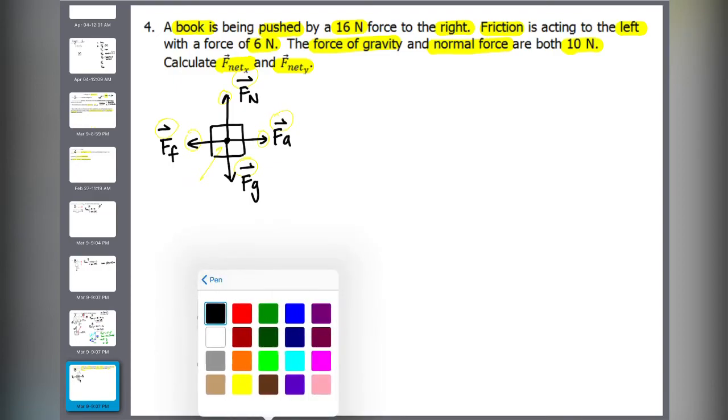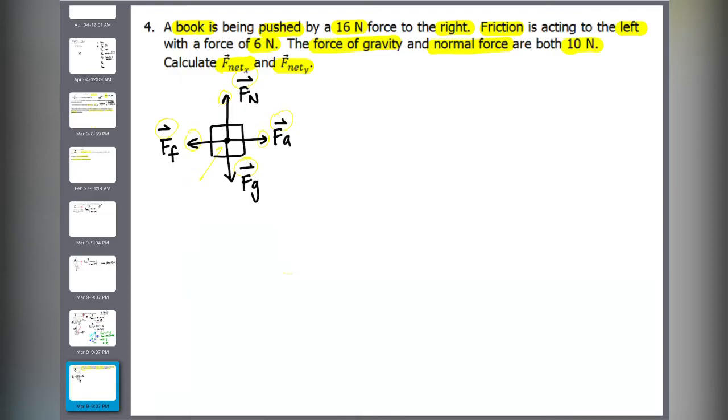Okay. The next thing is we're going to add in the numbers. I know that if it's a really proper way, you should have done your given and all those stuff, but I'm just going to write it in. So FA, they told me this is 16 newtons and the friction is 6 and force of gravity and normal are both 10. I'm going to indicate the overall net force. The net force should be pointing towards the right hand side.